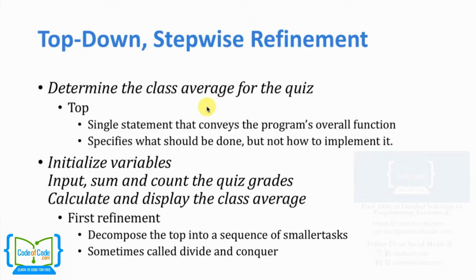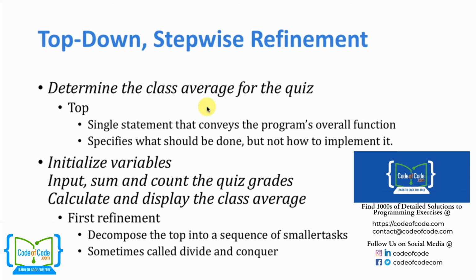So now let's talk about the process of developing a pseudocode algorithm from scratch. That process is something called top-down stepwise refinement. Basically, we begin with a single statement called the top that's going to represent the overall task to perform. In this case, determine the class average for the quiz, just a simple expression of what we want to get done. But as you see here, it does not say anything about how to implement the algorithm. It simply specifies what we need to do.